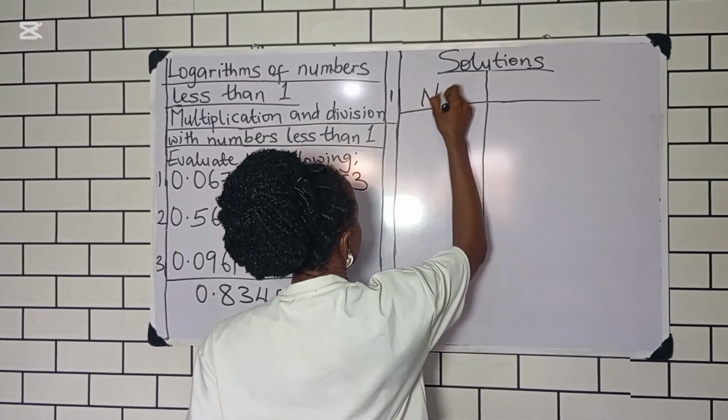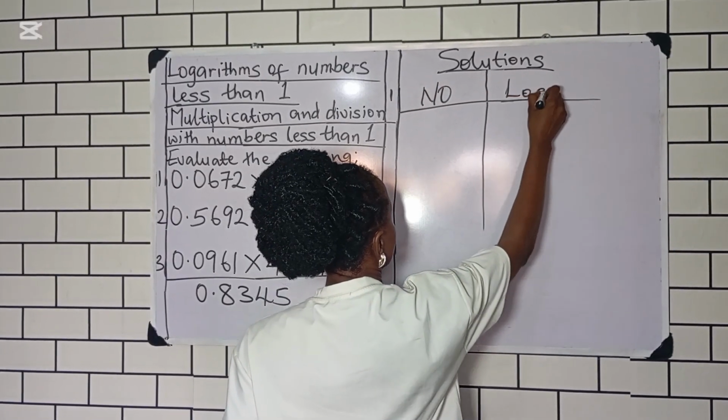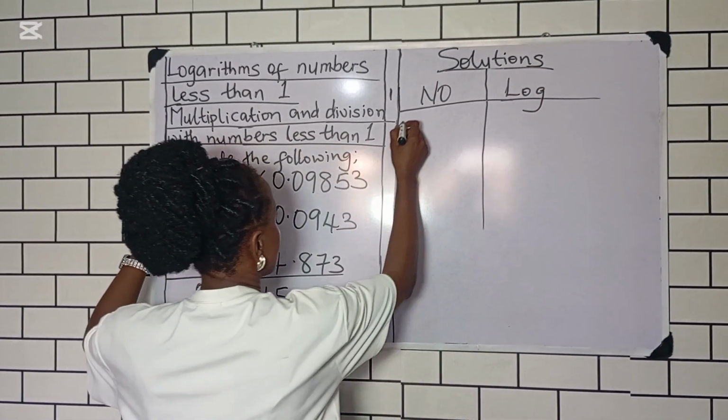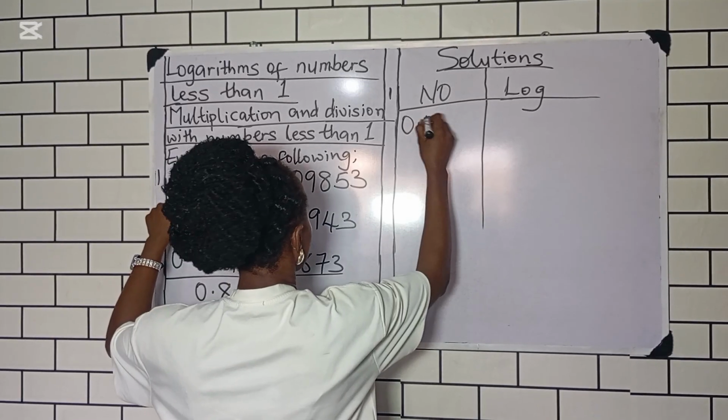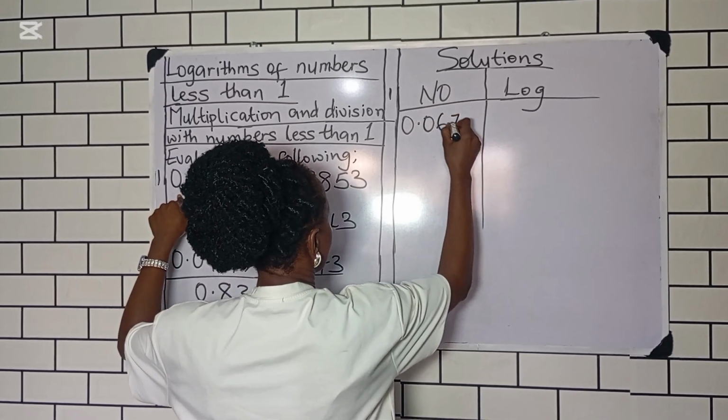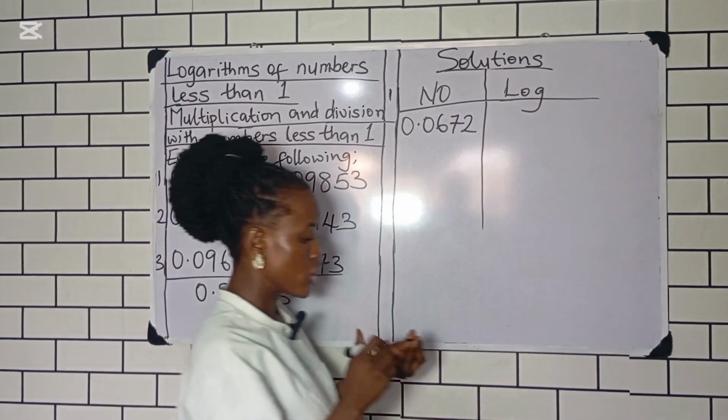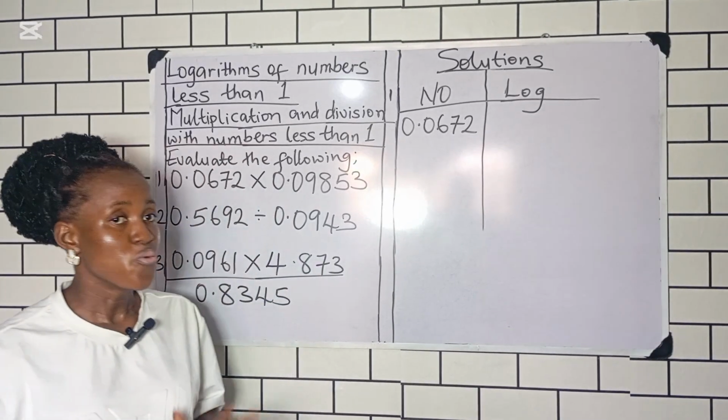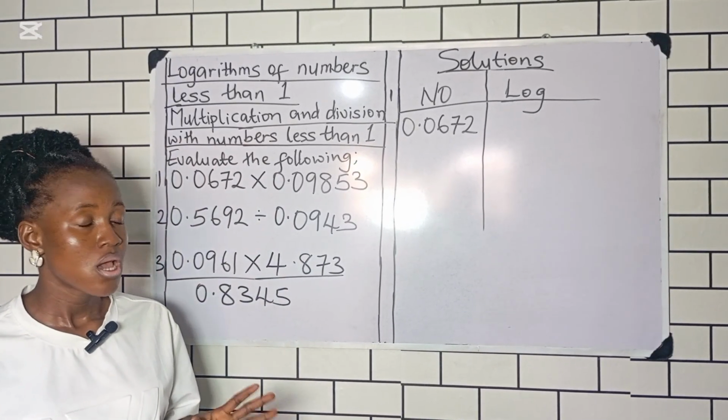Have your number side, have your log side. The first number here is 0.0672. Just like the way we have been doing, we will first of all find the characteristic part.